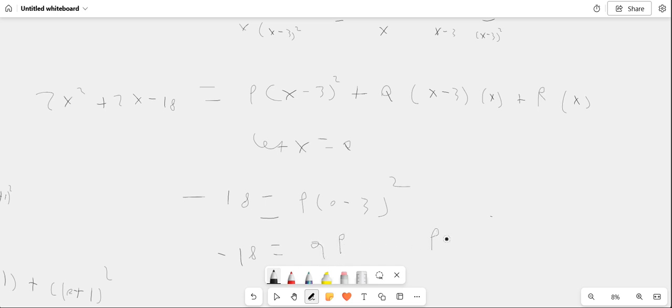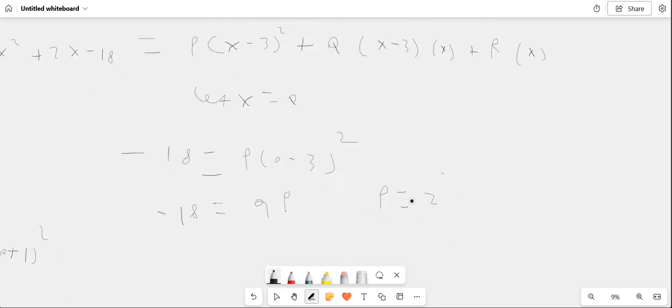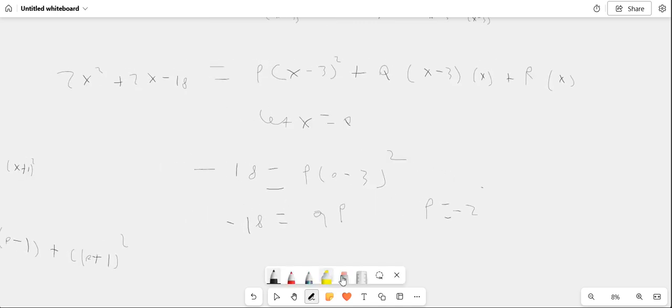So that means that p is equal to what? It's equal to minus 2. You get it? Minus 2 times 9 is minus 18. Alright, calm. We've got p.